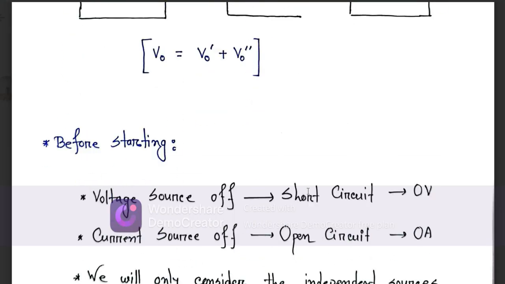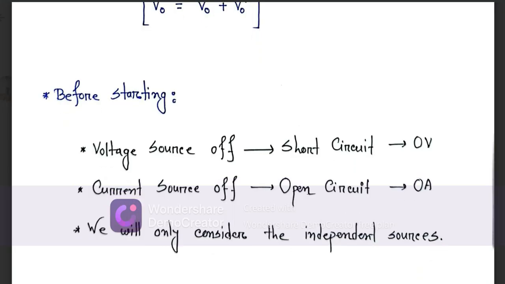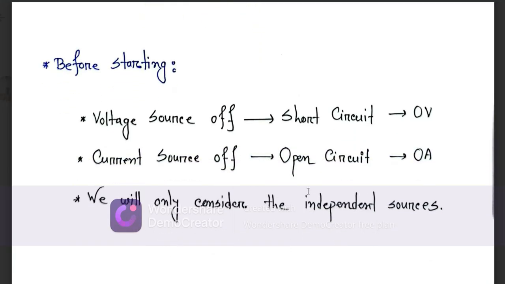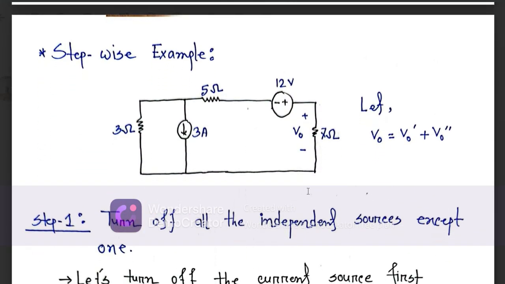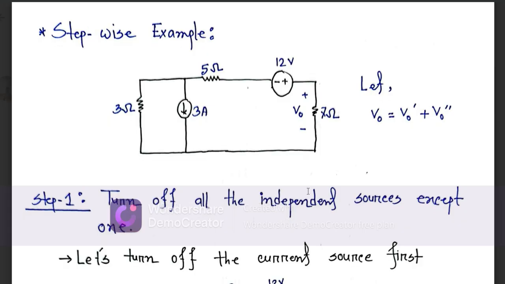These are the basic stuffs. 0 volt means short circuit, 0 ampere means open circuit. So it's a basic. Now we will go through a stepwise example. Let's suppose we have a circuit here. We have two independent sources, and we need to find out the voltage across this 7 ohm resistor.